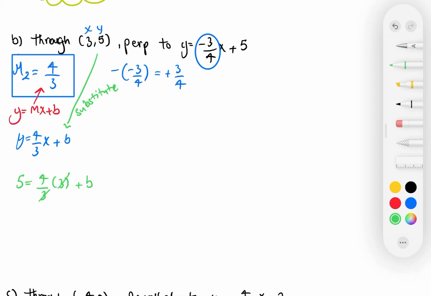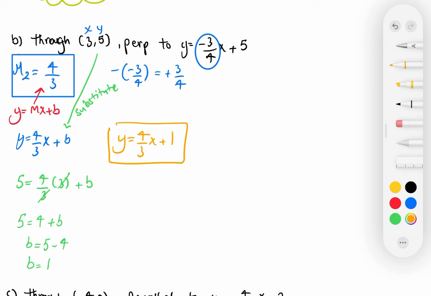Once again, the 3's cancel each other out. So 5 is equal to 4 plus b. So b is equal to 5 minus 4. b is equal to 1. So the equation is y is equal to 4 over 3x plus 1.